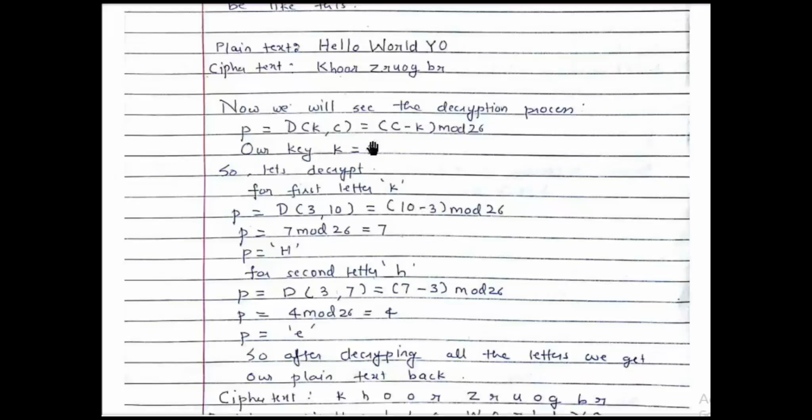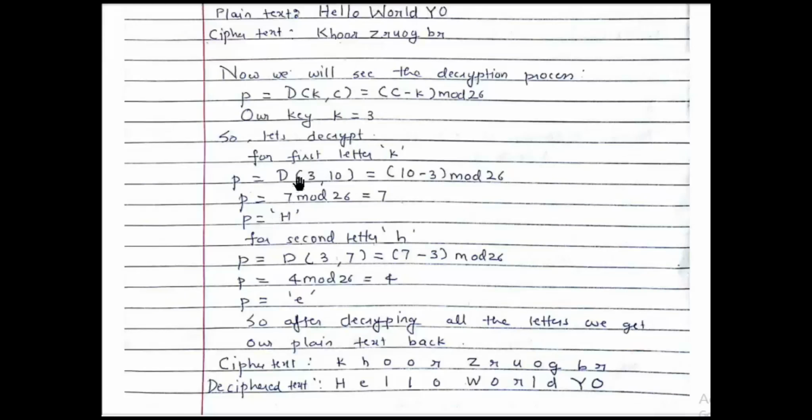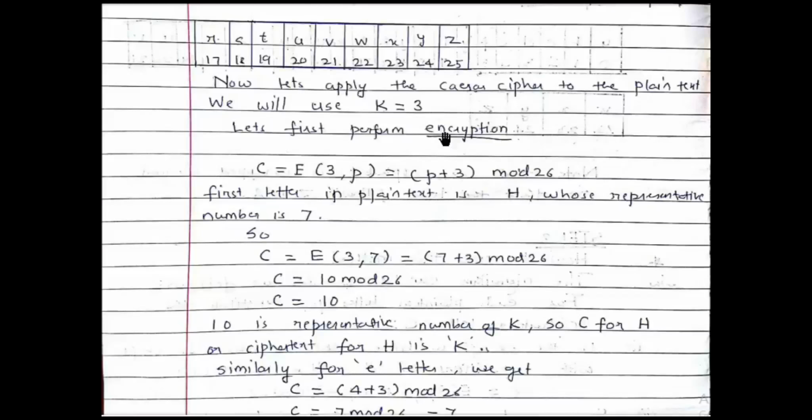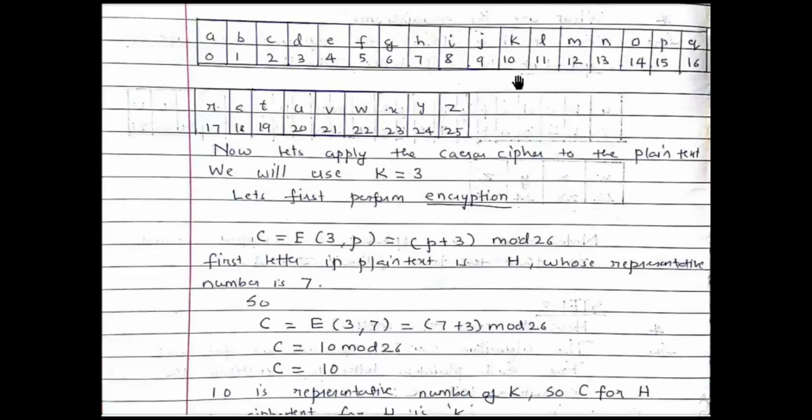Now we'll see how we do the decryption process. What is the algorithm we had seen for decryption? Plain text can be achieved by C minus K mod 26. What is C? C is the ciphertext, K is the key, and our key is 3. So we perform the decryption like this. P is equal to D of 3 comma 10. Now 3 is the key and 10 is our first ciphertext letter, that is K. You can see over here K is represented by number 10.